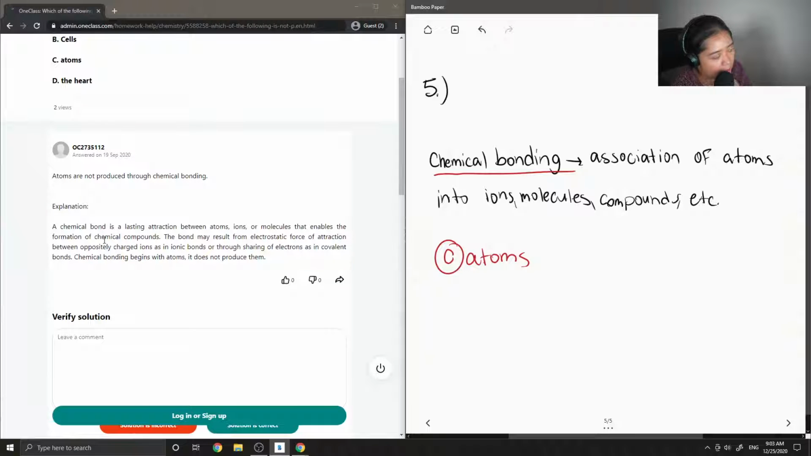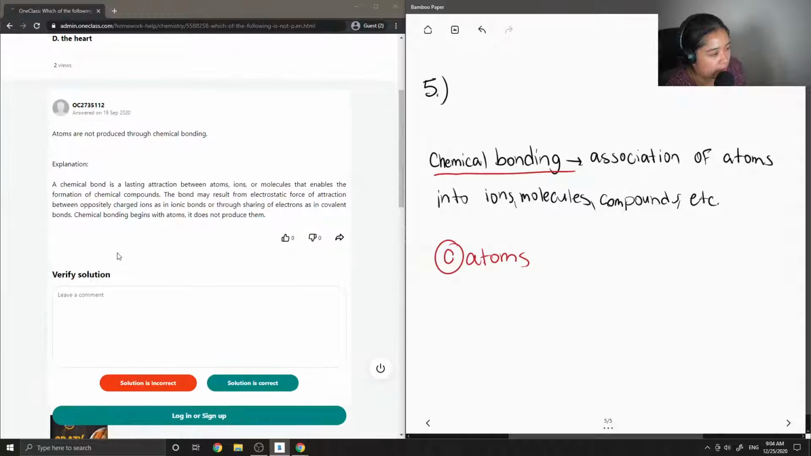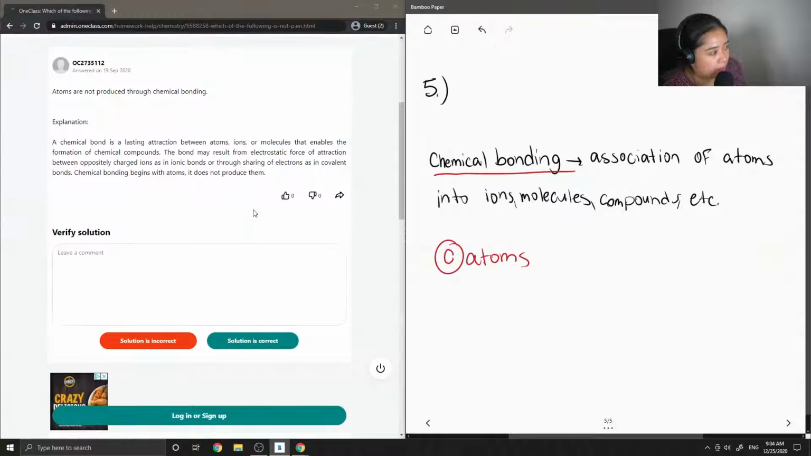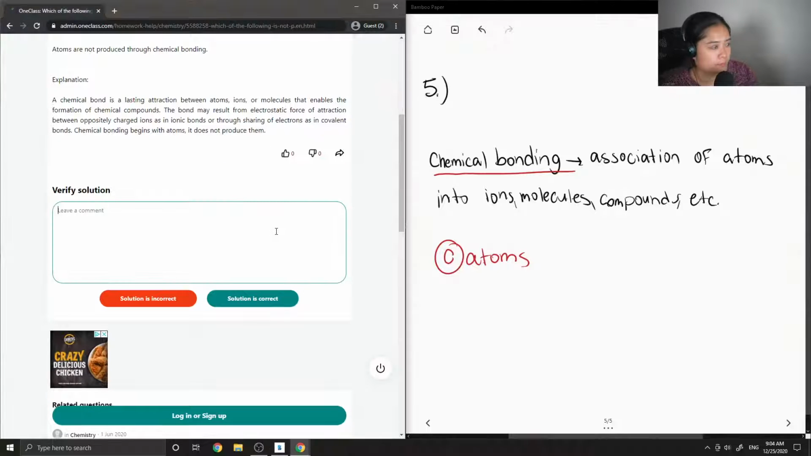Chemical bond is a lasting attraction between atoms, ions, or molecules that enables the formation of chemical compounds. The bond may result from electrostatic force of attraction between oppositely charged ions, as in ionic bonds, or through the sharing of electrons, as in covalent bonds. Chemical bonding begins with atoms, it does not produce them. So this solution is correct.